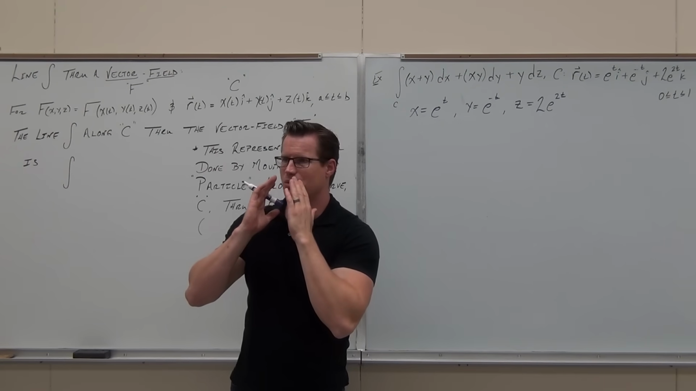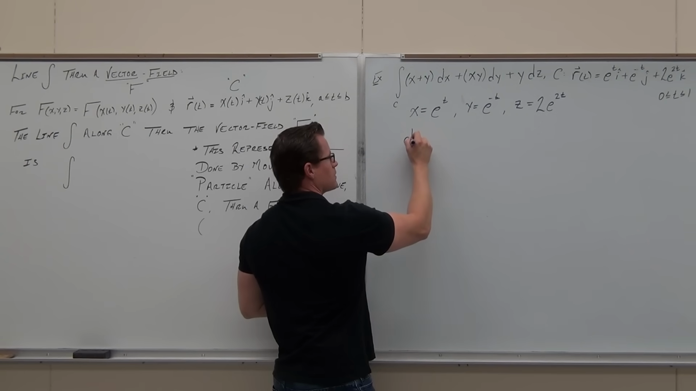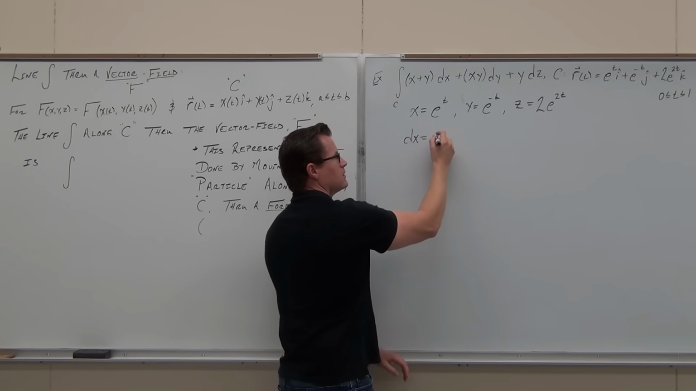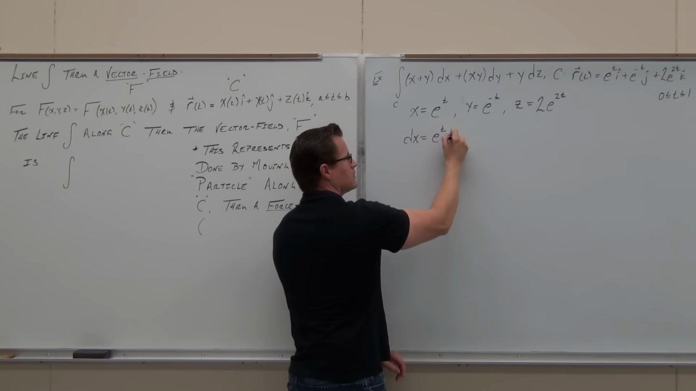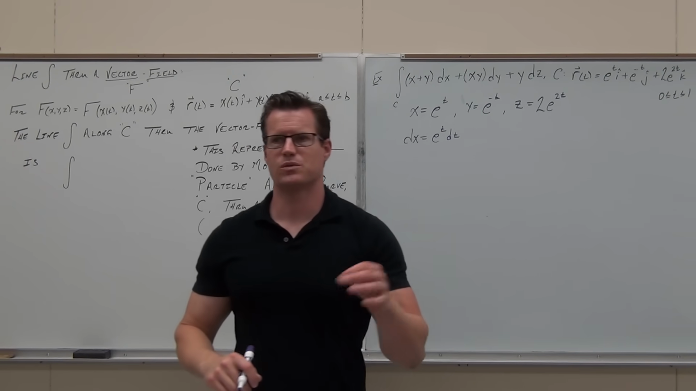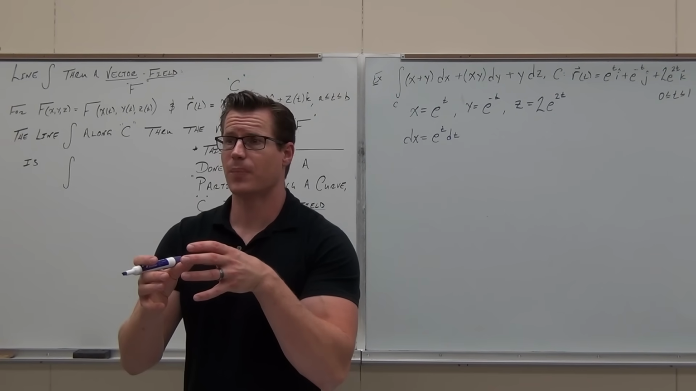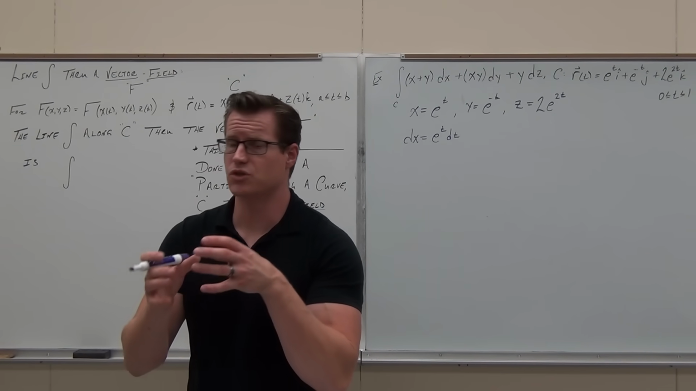Think of it like a u sub. Can you do it? Take a derivative of both sides. dx would be e to the t dt. You've taken the derivative of x with respect to t, and that's where that dt is going to come from. Does that make sense? Are you sure?